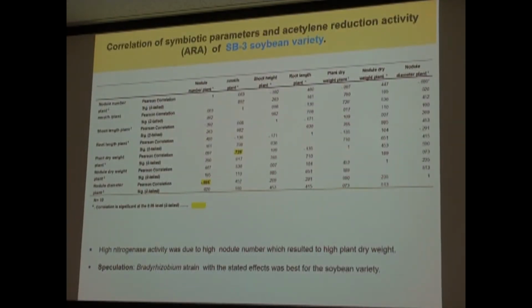This is the last variety, which is the SP3 soybean variety. There was some correlation between four parameters. According to this correlation, I concluded that high nitrogenase activity was due to high nodule number, which resulted in high plant dry weight. So my speculation was that the strain with this stated effect was the best for this soybean variety.